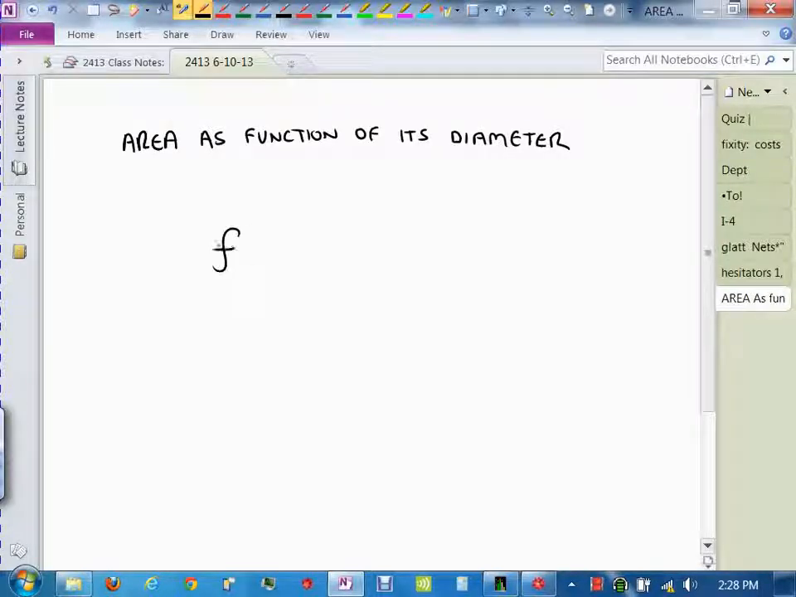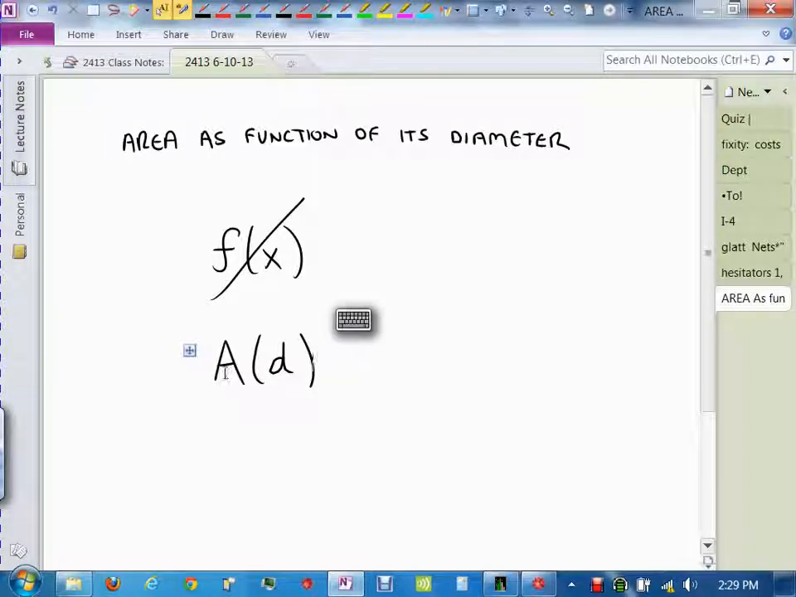If I write down f of x, that means I have a function. This function is a function of which variable? X, right? I want, not f of x, I'm going to write it this way. I want A of what? A of d, and I can use capital D or lowercase d, but d is the diameter, right? That's what I want. I want a function that gives me the area of a circle if somebody gives me its diameter.